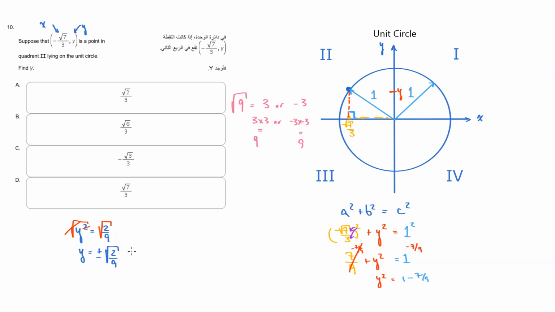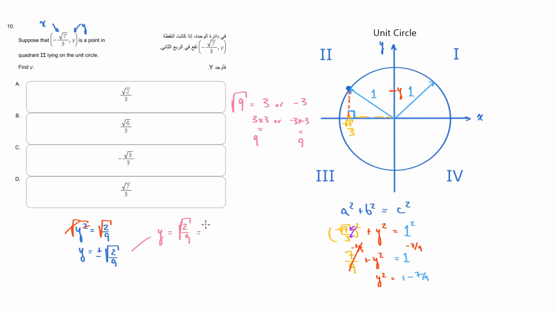So let's do it over here. That means that y is equal to square root of 2 over 9. And just like the exponent that gets distributed, the square root can be distributed, which means this is square root of 2 over square root of 9, and square root of 9, of course, is 3. The other answer would have been the negative, right? So it would have been minus square root of 2 over 3.